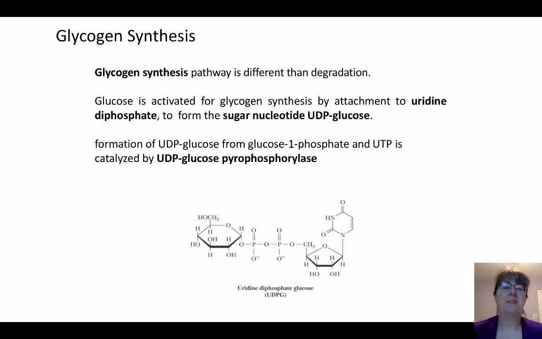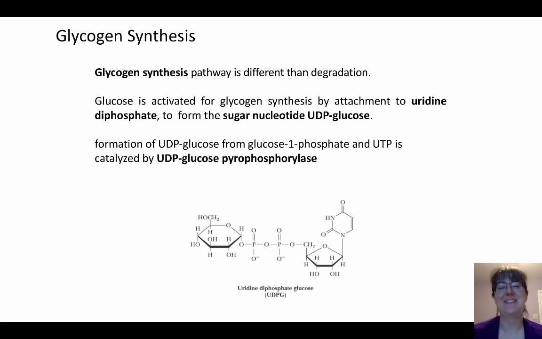Now we need to talk about glycogen synthesis. This is going to be a different pathway from degradation. So similar to how we saw different parts of pathways for glycolysis and gluconeogenesis, glycogen synthesis is going to have different enzymes and steps than the degradation pathway.